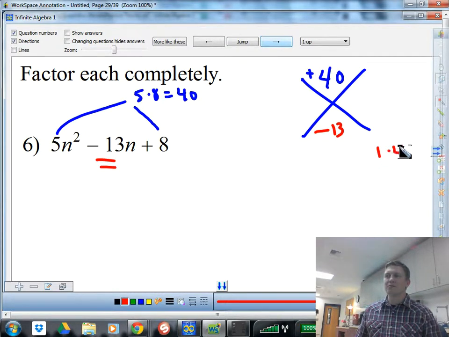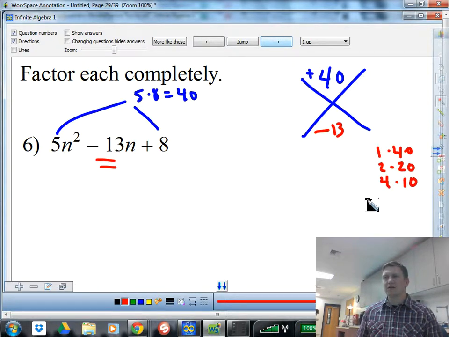Well, we've got 1 times 40. We've got 2 times 20. We also have 4 times 10. We've got a variety of different options there, right? But we want to think of two numbers that multiply together to give us positive 40, but also give us a negative number when added. So that's kind of interesting.